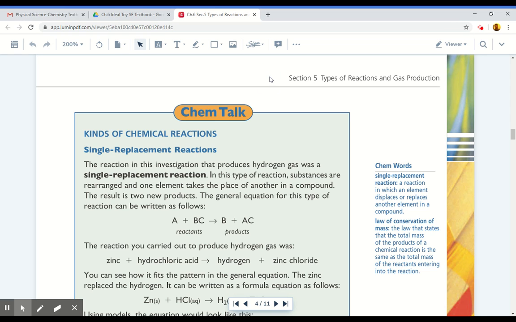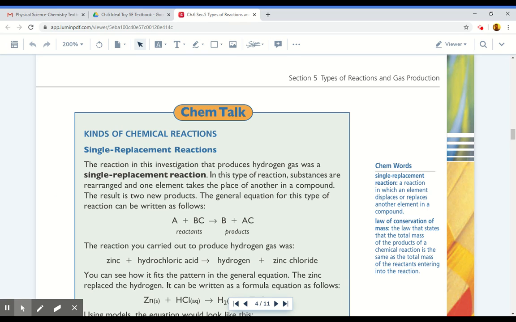Section 5. Types of reactions and gas production. Chem Talk. Kinds of chemical reactions. Single replacement reactions. The reaction in this investigation that produces hydrogen gas was a single replacement reaction. In this type of reaction, substances are rearranged and one element takes the place of another in a compound. The result is two new products.